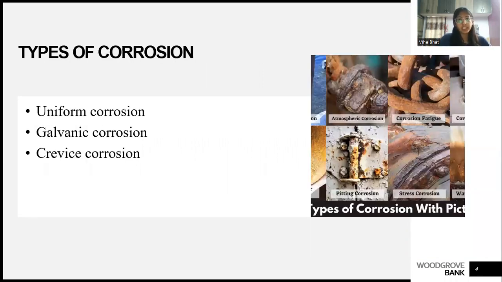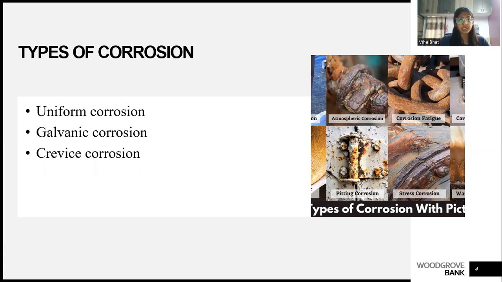So there are many types of corrosion. We are going to discuss three of them. The first one is uniform corrosion. Uniform corrosion is the most common type of corrosion. Here, the corrosion occurs uniformly throughout the material.